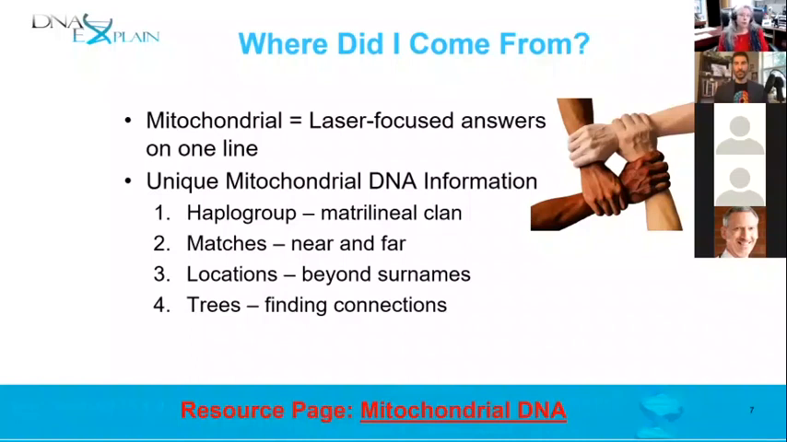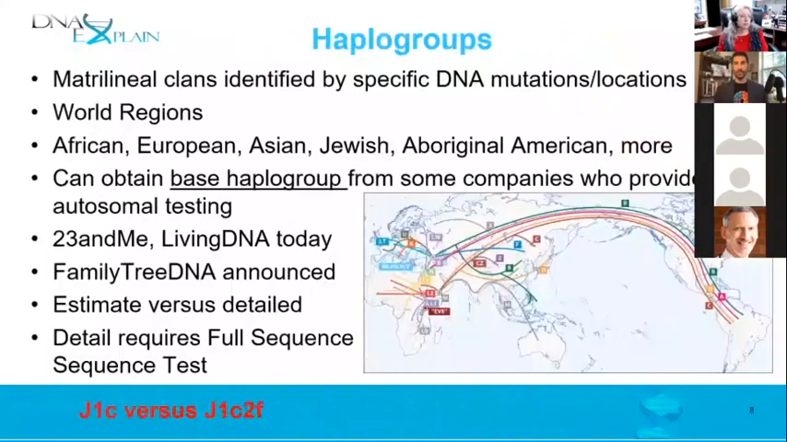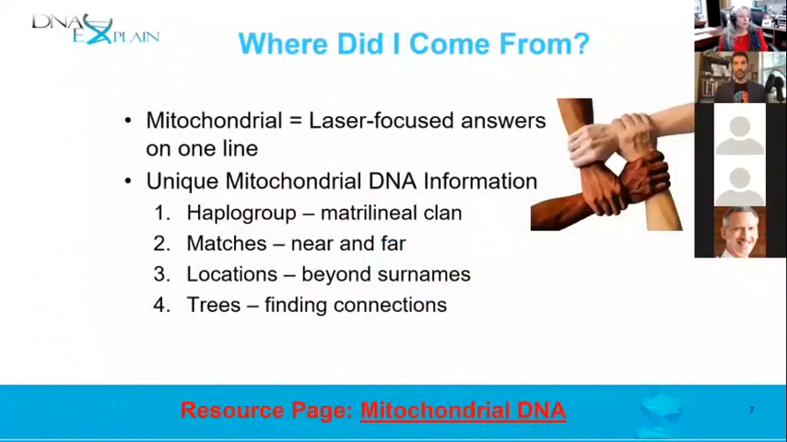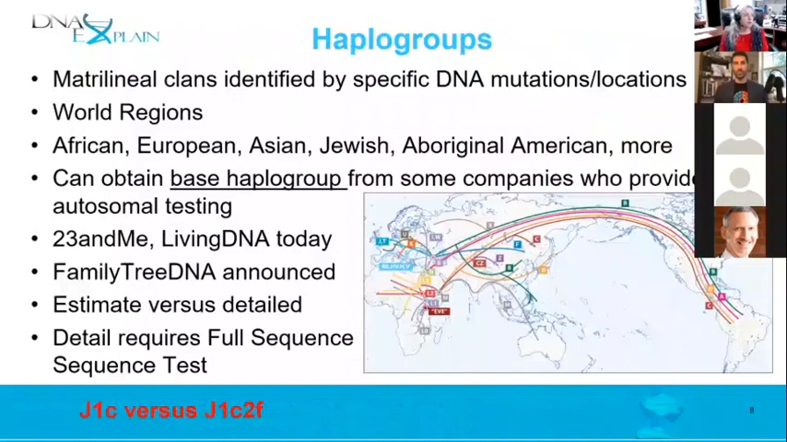So for genealogy, we want to answer the question, where did I come from? That's what everyone really wants to answer. Who are my ancestors and where were they? So let's look at unique mitochondrial DNA information in our case studies. First of all, haplogroups. Second of all, matches. Locations beyond surnames, and trees finding connections. So for haplogroups, matrilineal clans identified by specific DNA mutations and locations. And I think Paul and Miguel covered this.